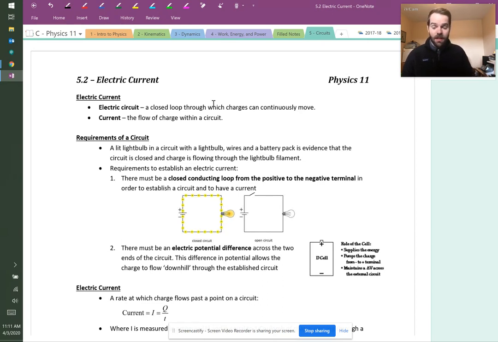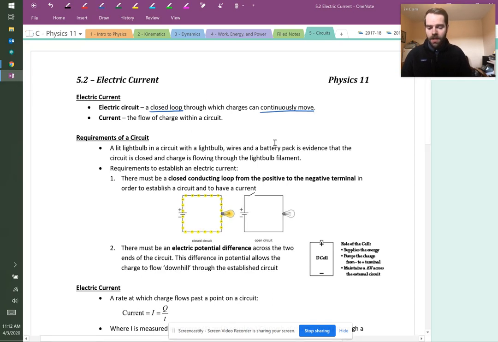An electric circuit is a closed loop through which charges can continuously move. It needs to be closed, right? It can't have any breaks in it. It has to be a closed loop, and the charges are going to be moving continuously, just looping through that entire circuit. And so then we define current. Current is the flow of charges within that circuit. So if we have a closed circuit, we will have current flowing.